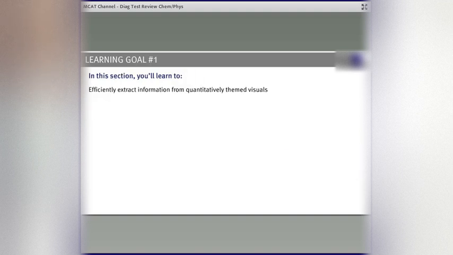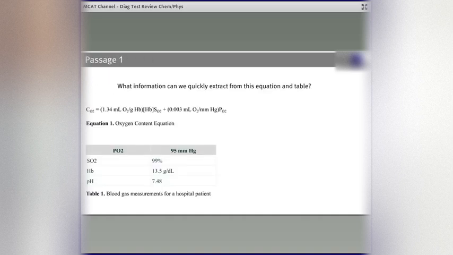So let's start with this first one. Let's take a look at graphs and charts and how we figure out what those mean. We're also going to be looking at some formulas as well. All right, so this is the first passage you encounter. We're going to come back and take a look at the passage as a whole in a few minutes, but right now, let's just focus in on this equation and this chart.